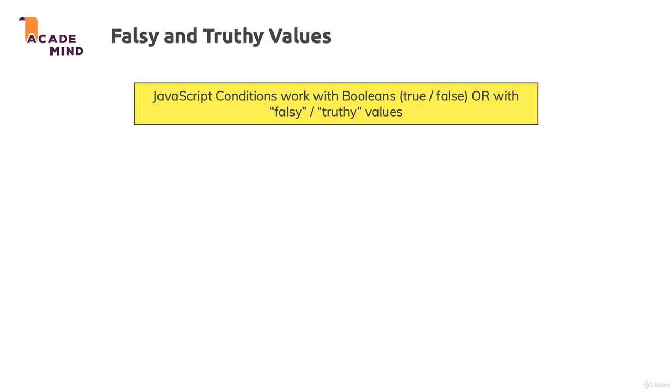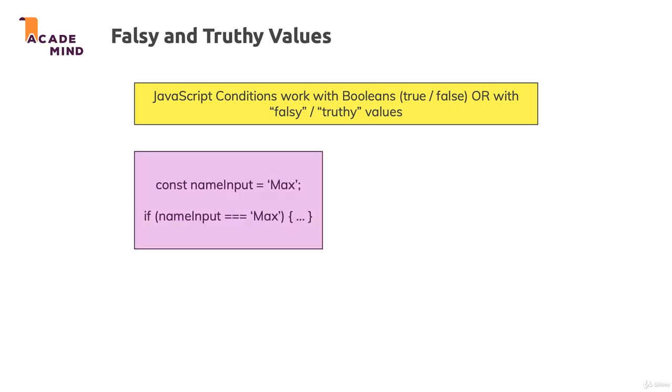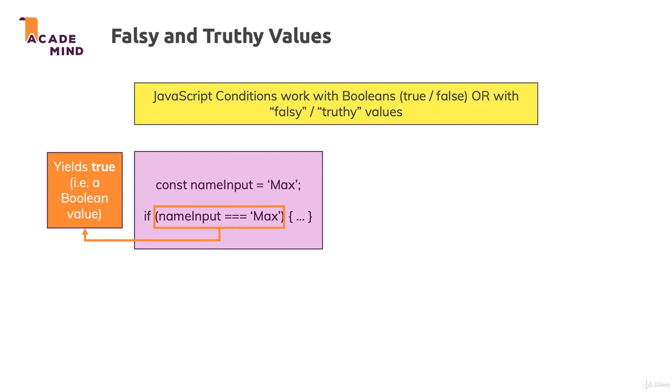Here's an example. Let's say you have a constant name input which holds a value of max. Here it's hard-coded into the code, but of course that could be fetched from an input field on a web page, let's say. And then we use this in a condition where I compare the value in name input to the hard-coded value of max. Well, we know that name input stores max, and therefore this of course would work. To be precise, this condition yields true in this example, so it yields a Boolean value. That's what we saw thus far.